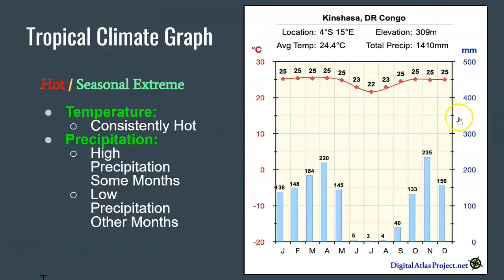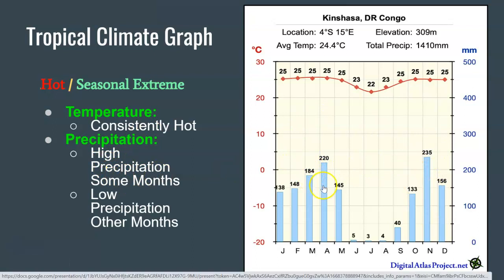Okay, so this represents a tropical climate graph. Tropical again is usually hot. It's a seasonal extreme. They've got consistently hot weather, high precipitation some months, so look here, and then super low precipitation during other months. This represents the Congo, which is in Africa. So it's in that tropical climate zone, and you can see it's warm.